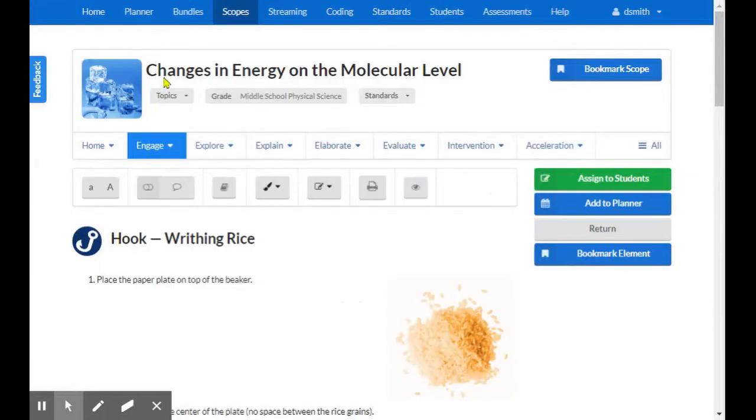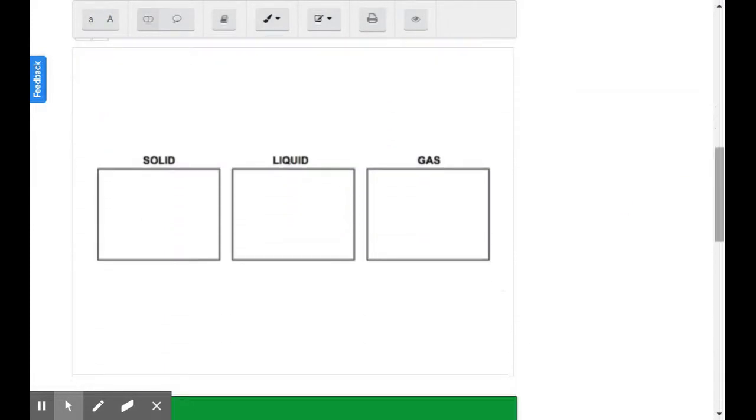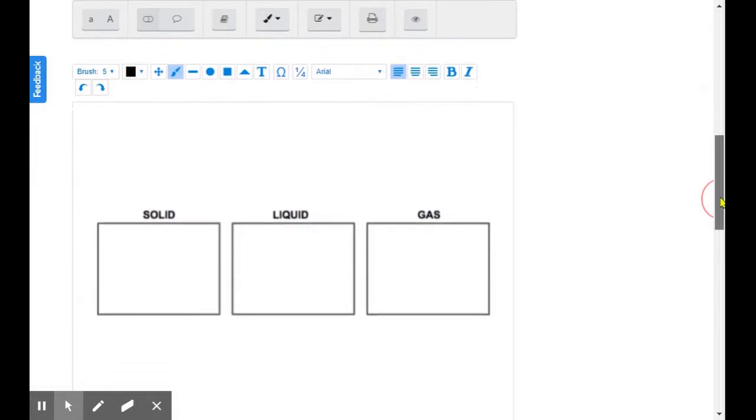So we're on our changes in energy on the molecular level hook, writhing rice. This is where you will draw your models of the rice as they behave as solids, liquids, and gases. This tool can be used to represent the rice. You can draw the grains this way.